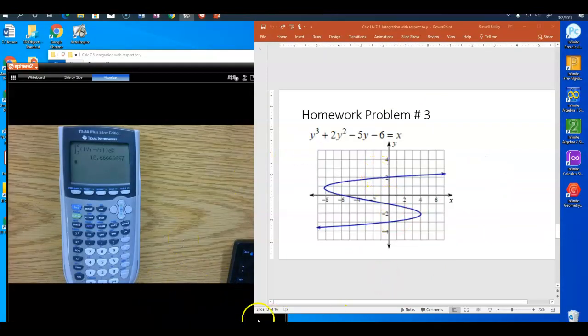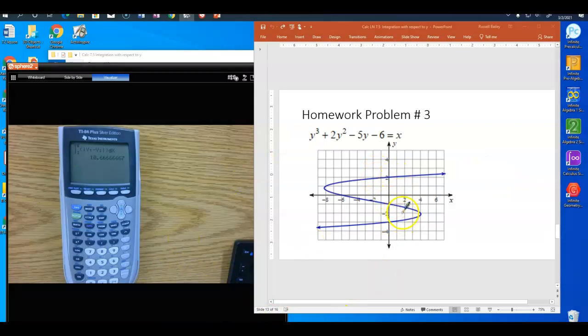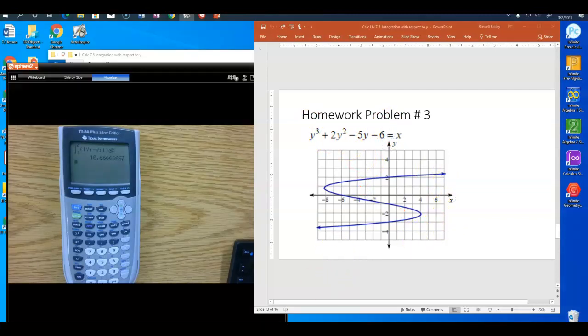So here's a homework problem. So now for you, I don't want you to have this side be positive and this side be negative. I want the whole thing to be positive. So when you set this up, put absolute value bars on it, okay? All right, so go ahead and pause the video here, see if you guys can find the area, and you'll be good to go.